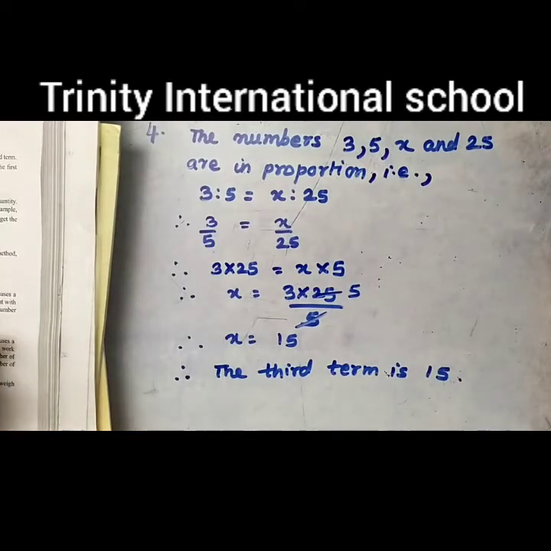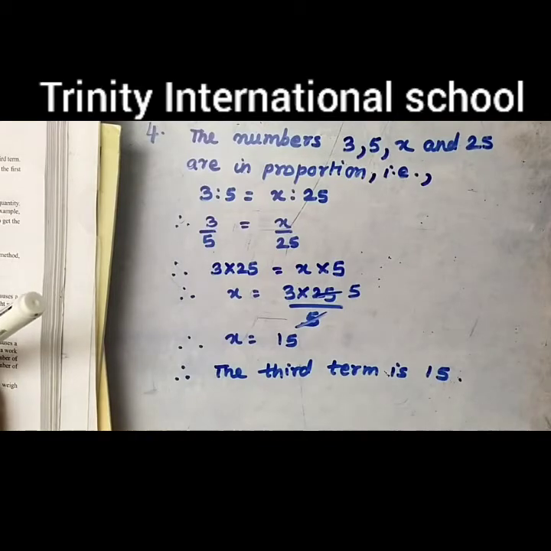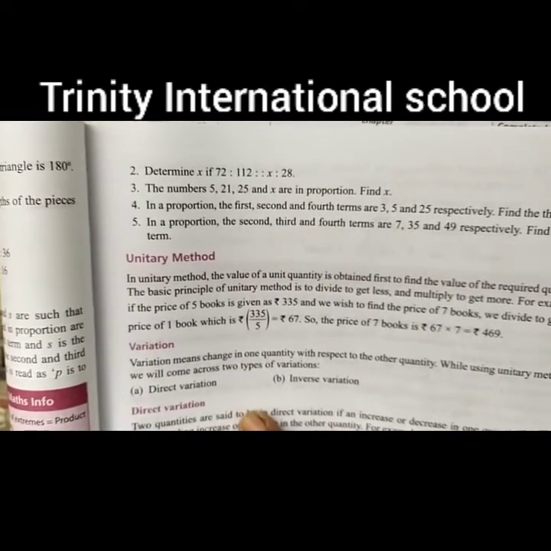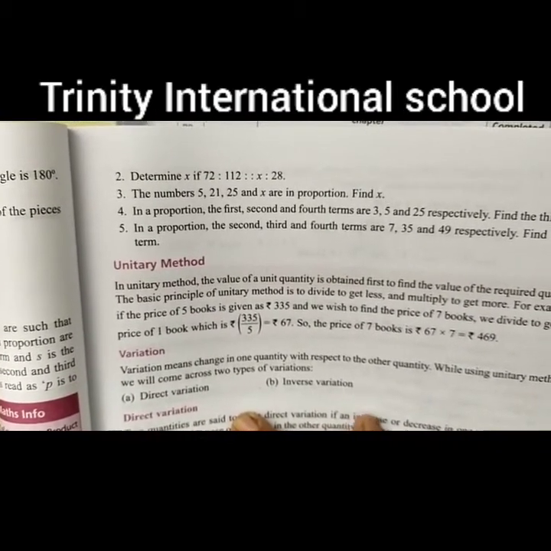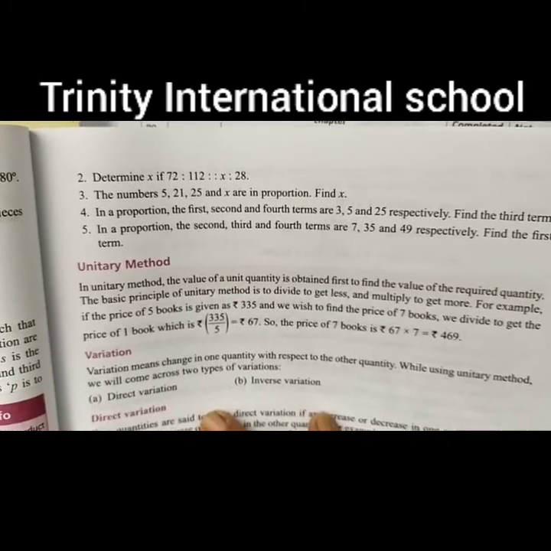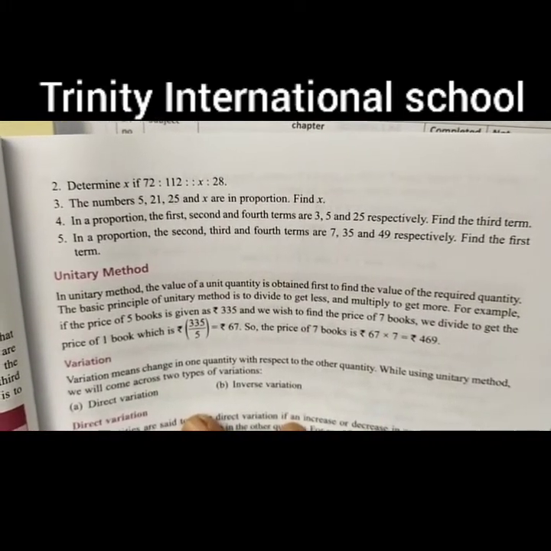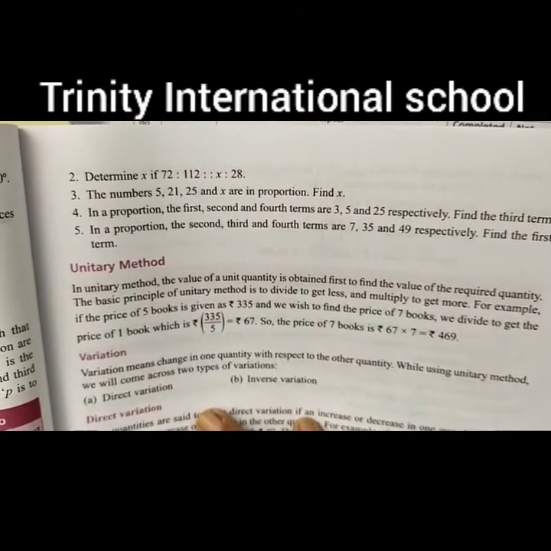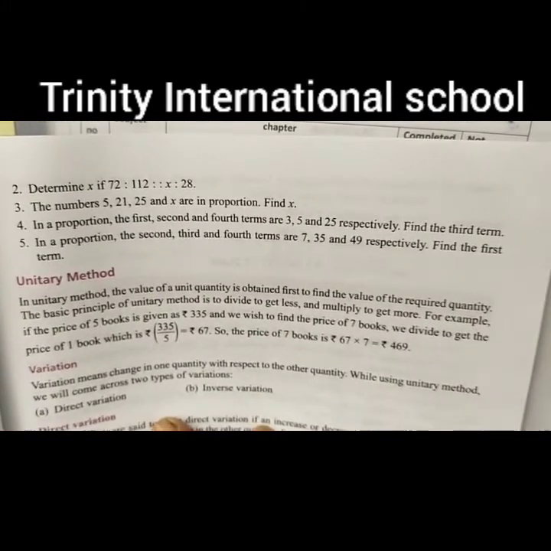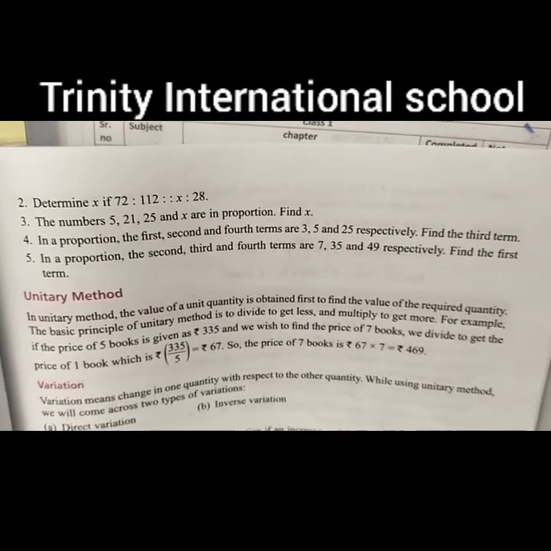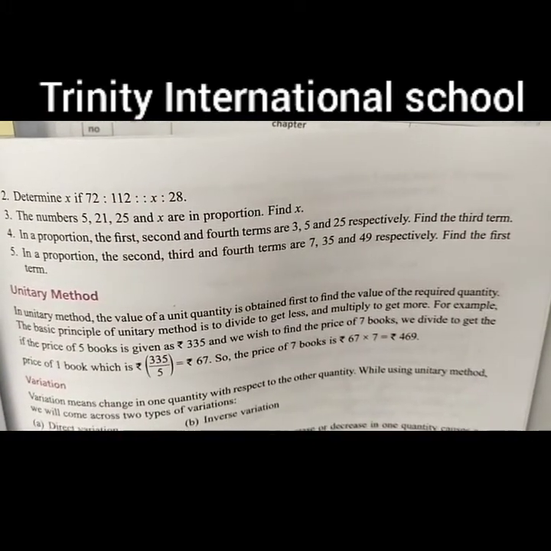So this way you have to solve the fourth problem. Similarly, you have the fifth problem. Now see, in the fifth problem, in a proportion the second, third and fourth terms are given to you. That means the first one you have to find out, isn't it? So these are given as 7, 35 and 49 respectively. Find the first term. So you will write x in the first position. So let us do that.